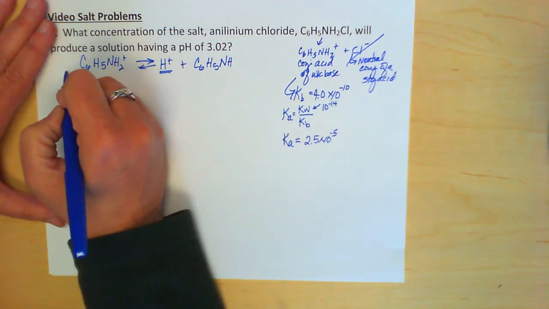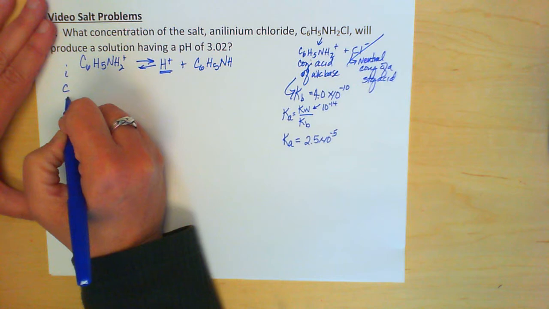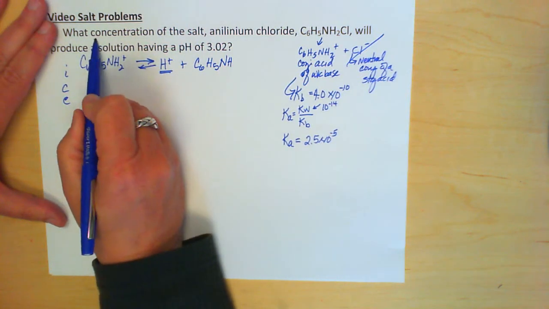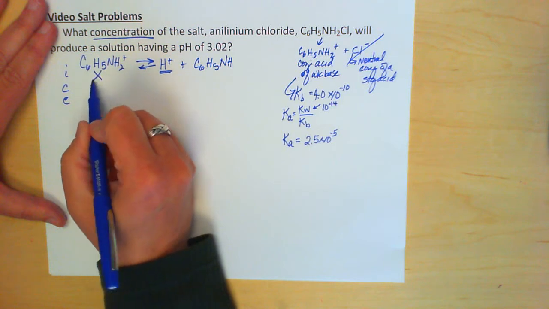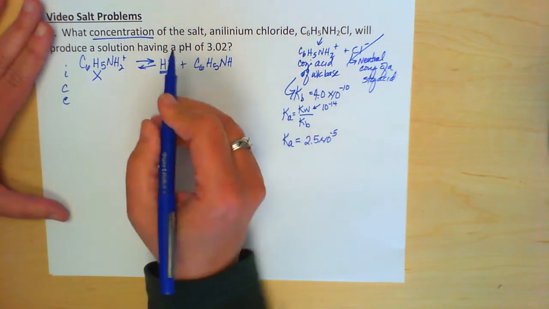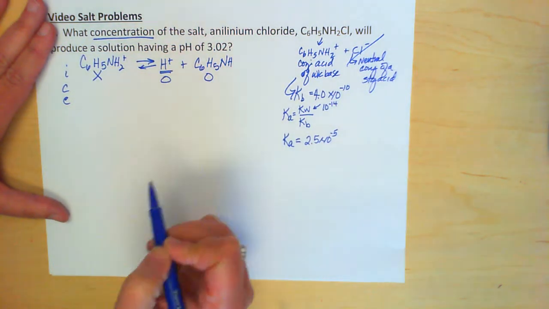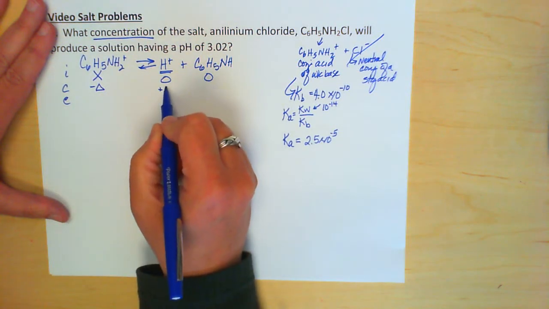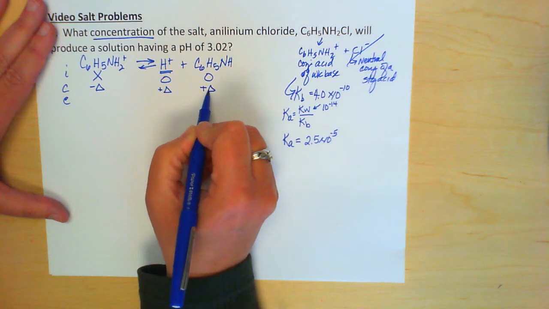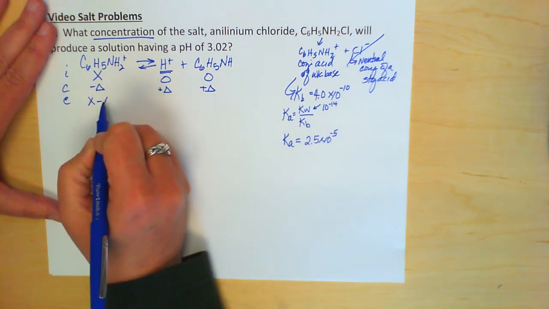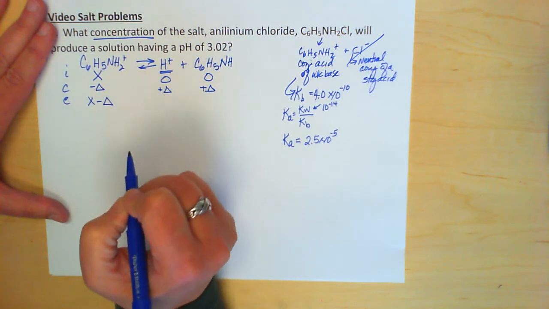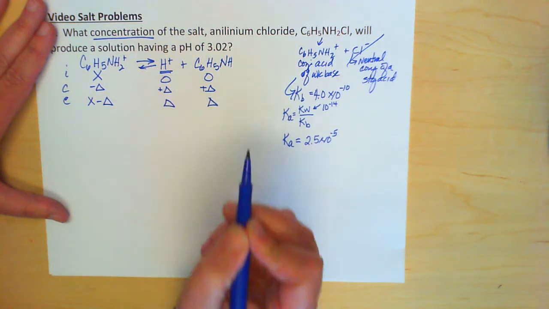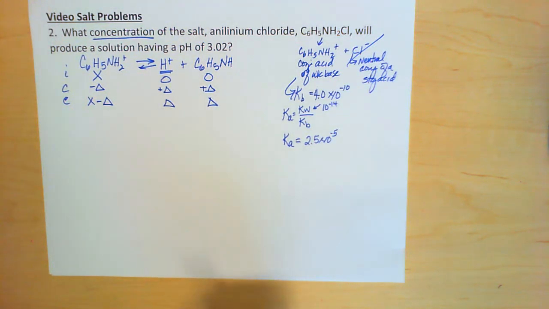Now, let's go over here and do our ICE table. Well, initially, we don't know. We're looking for the concentration, so if we don't know, we call it X. Initially, we have 0, 0 here. We're going to lose an amount. I'm going to use delta. We're going to gain it here, gain it here. So at equilibrium, we have X minus delta, delta, and delta.